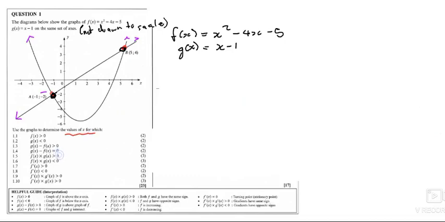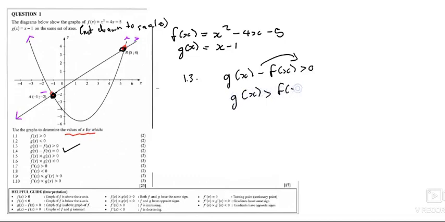Then here, we answered 1.4. So 1.3 says g of x minus f of x is greater than 0. It's the same thing. Take this one to the other side. You can choose any to take to the other side. Now this one is going to be positive f of x.